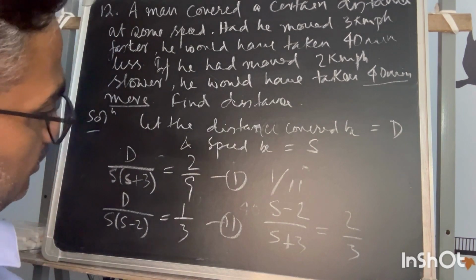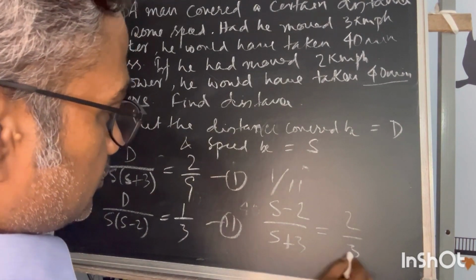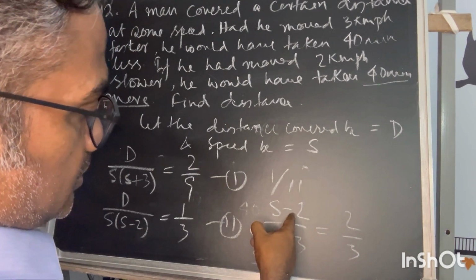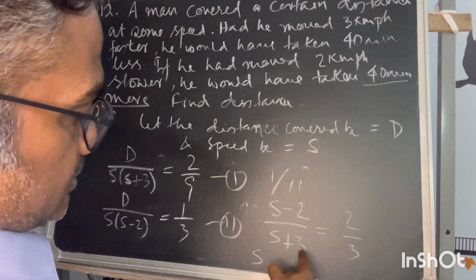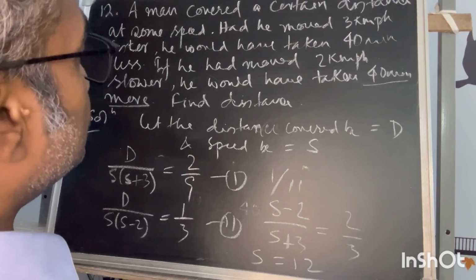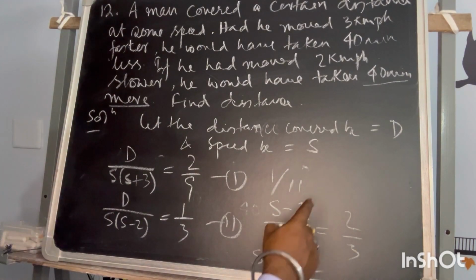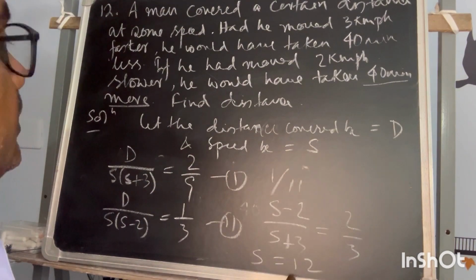Now solving this, 3s, 2s means s, 3 sixes are 6, 6 and 6 is 12. So s is equal to 12. Okay, so the actual speed is 12.